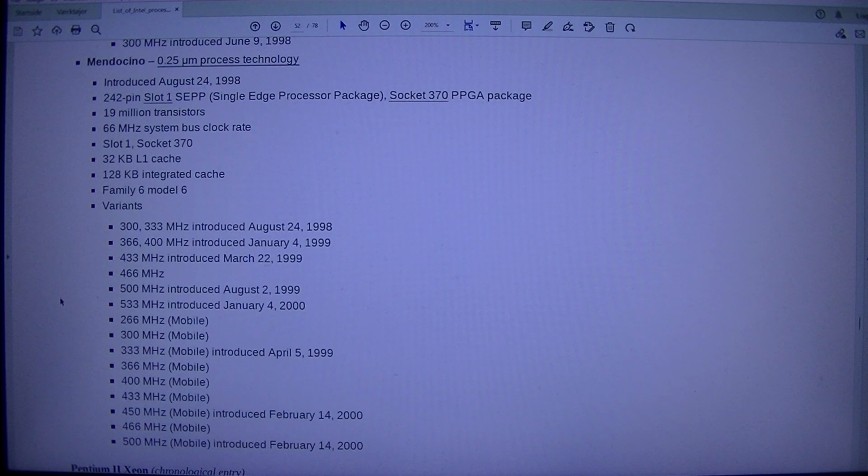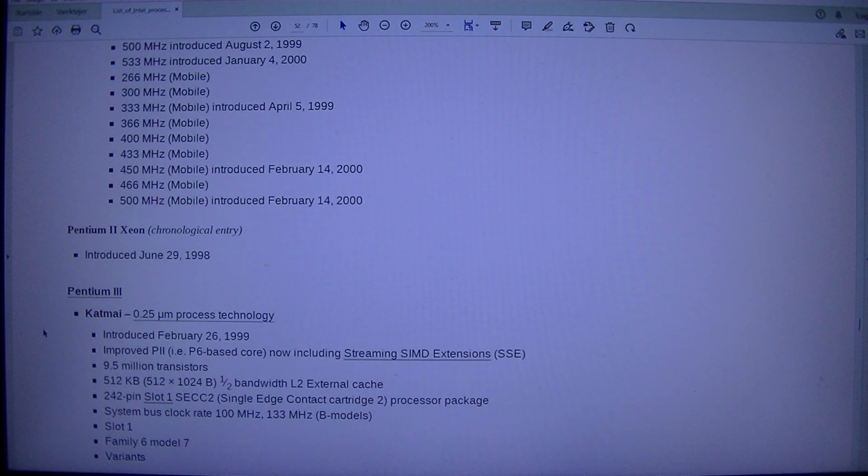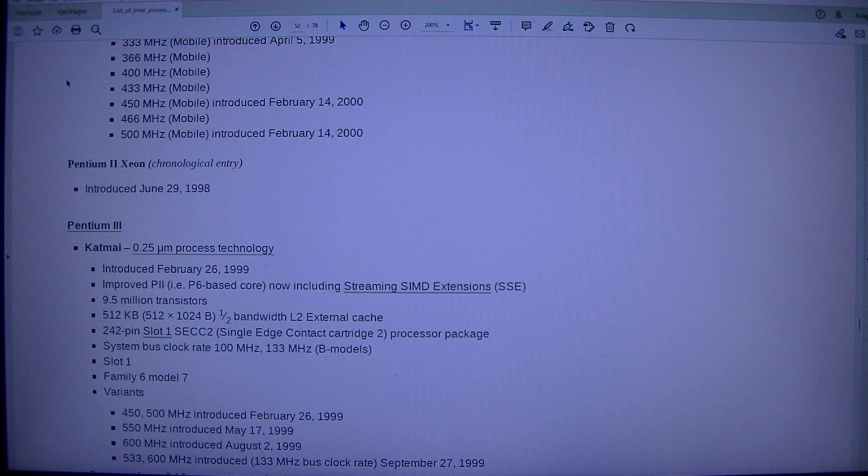266 MHz, mobile. 300 MHz, mobile. 333 MHz, mobile, introduced the 5th of April, 1999. 366 MHz, mobile. 400 MHz, mobile. 433 MHz, mobile. 450 MHz, mobile, introduced the 14th of February, 2000. 466 MHz, mobile. 500 MHz, mobile, introduced the 14th of February, 2000.